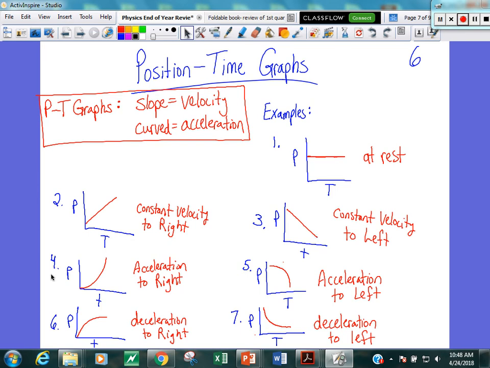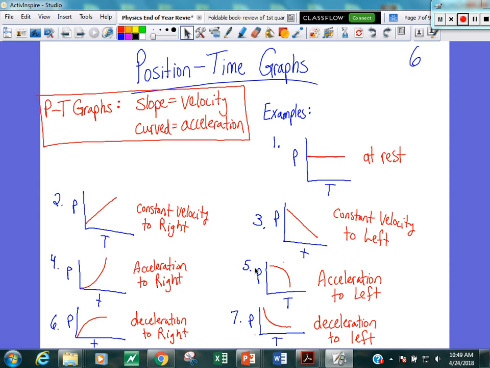Okay, number 4. For this position time graph, now we see this curved line going up and to the right. If we see a curved line, I'm hoping that you recognize that there is acceleration happening here. The slope at the very beginning is almost horizontal, so the velocity is slow right here. But as time goes on, the slope becomes more severe, which means its velocity is increasing. If the velocity is getting faster and faster, that's the definition of acceleration. So this thing is accelerating, and it's going to the right because the overall slope is positive. So this is acceleration to the right.